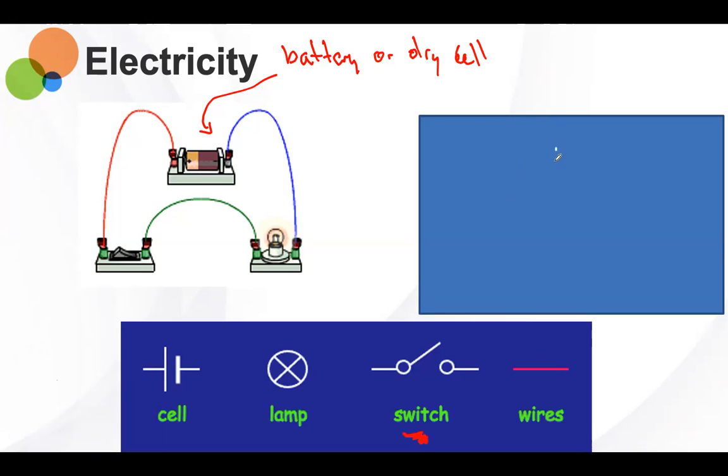Let's try it again. Do I have a battery? Over here we have our switch. Then what's next? The lamp. So the lamp looks like this. So this would be your lamp here. And then we come back around and we finish the circuit. So the circuit is finished, right? No, sir.